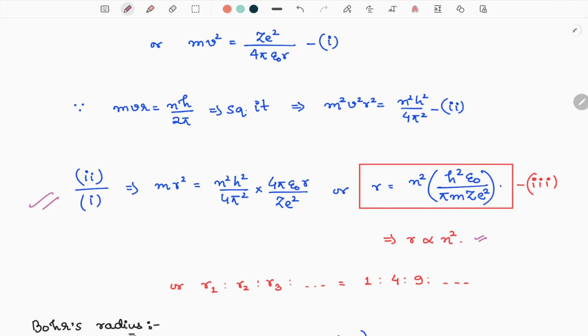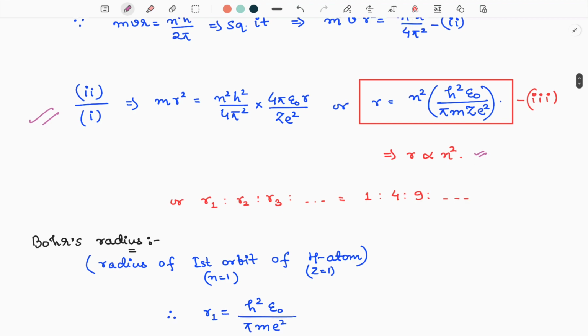So if orbit number is 1, 1 square is 1. If orbit number is 2, 2 square is 4. If orbit number is 3, 3 square is 9. So what I'm trying to say is that the ratio of the corresponding radii of the orbits will be equal to 1 is to 4 is to 9.